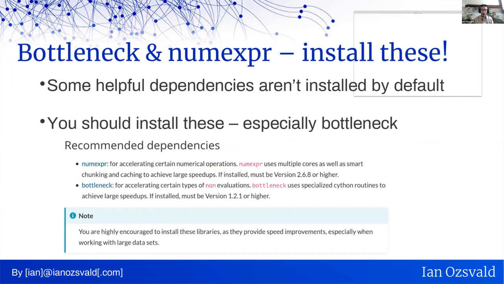Another tip, Bottleneck and Numexpr, these are optional dependencies and they need to be installed. If they're not installed, some of your code will run slower and you won't realize that. It won't tell you it's running slower. The documentation says, hey, these are optional, you should install them. You really should install them.